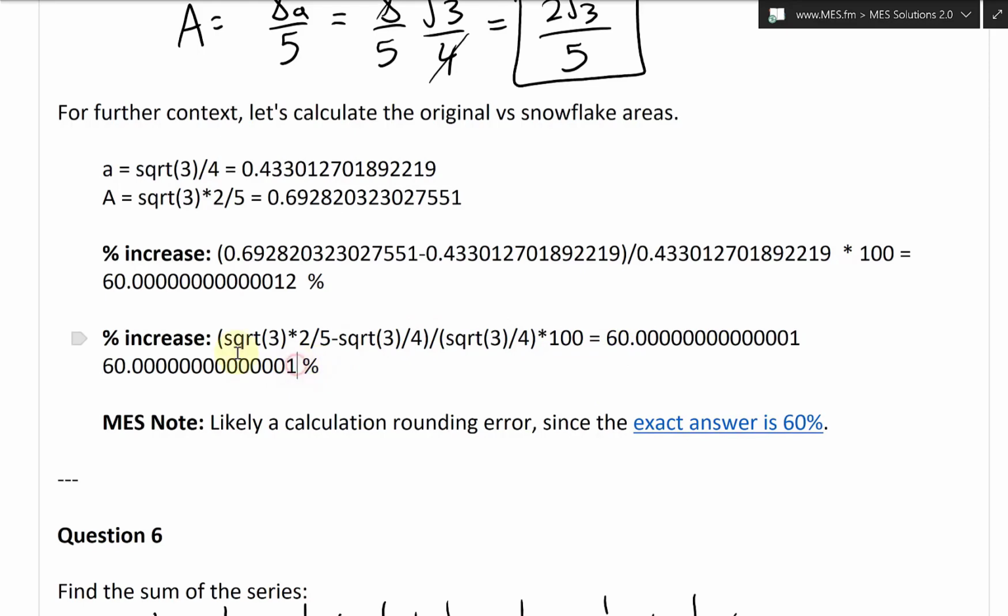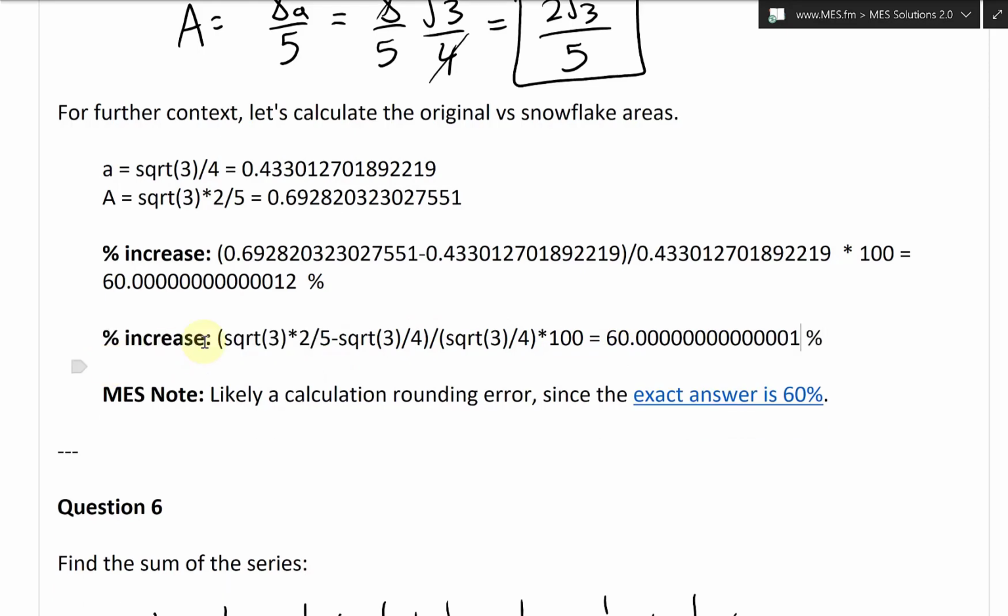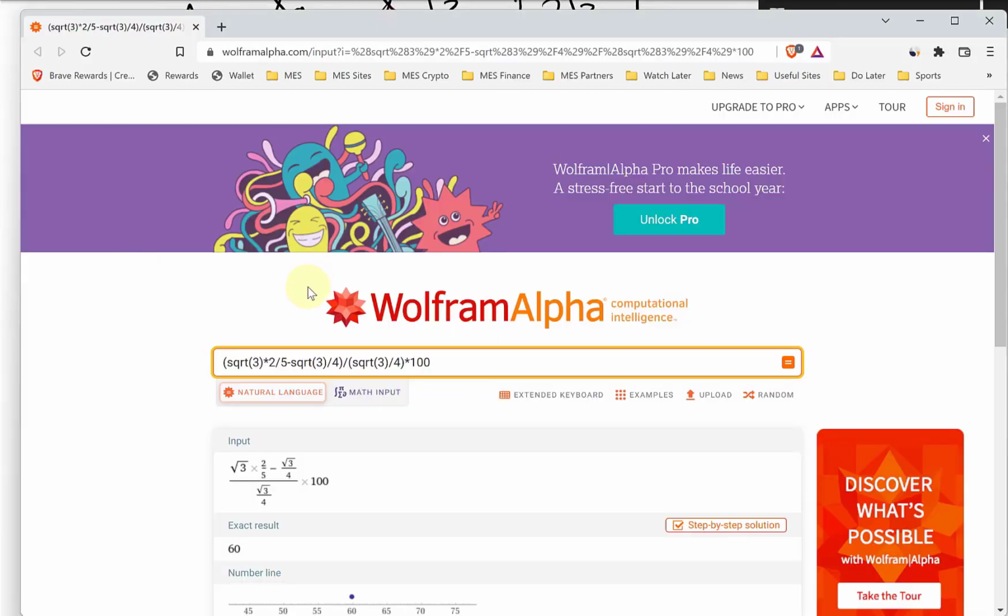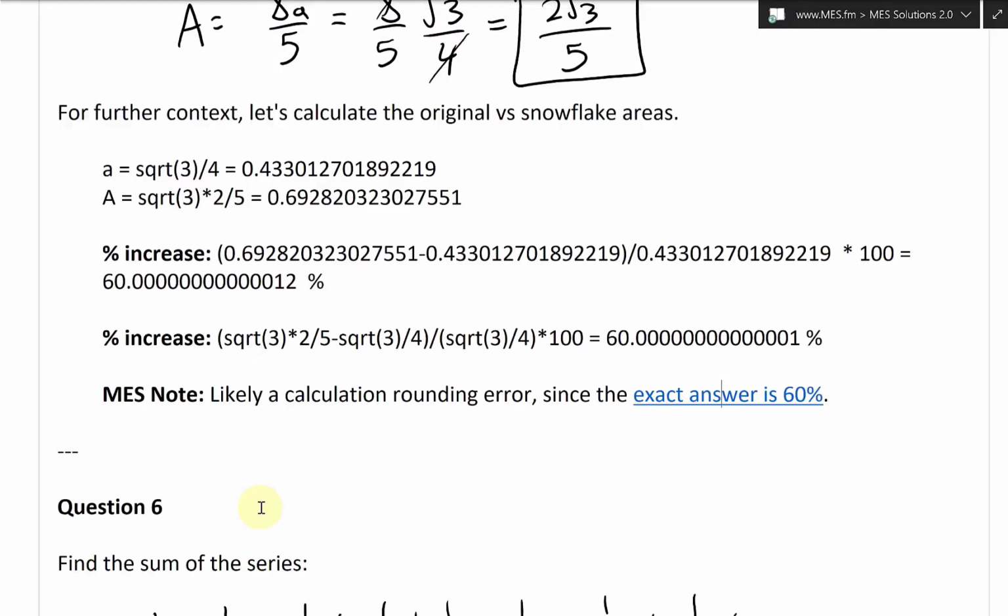If you right away press space, it automatically calculates. And this one goes all the way to 0.1 there, so it's slightly more accurate. But mind the note, likely a calculation rounding error, since the exact answer is 60%. And there's a link to Wolfram Alpha. So the Wolfram Alpha calculator has it exactly that. Here, if I just go to Wolfram Alpha, there's a link, click it, it goes to here, and you get this square root 3 set up here, times 2 over 5 minus square root 3 over 4. Then divided by square root 3 over 4, and then times 100, the exact result is exactly 60. So yes, fascinating stuff here.